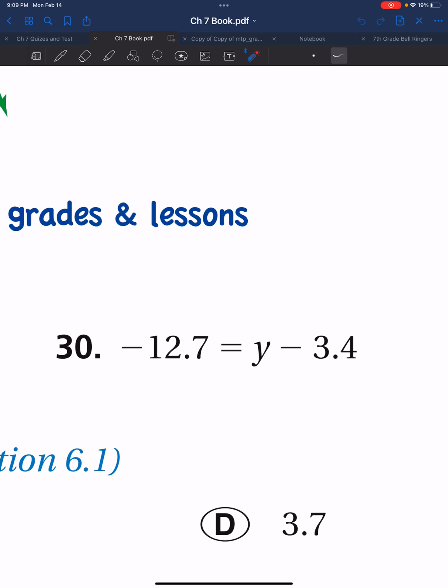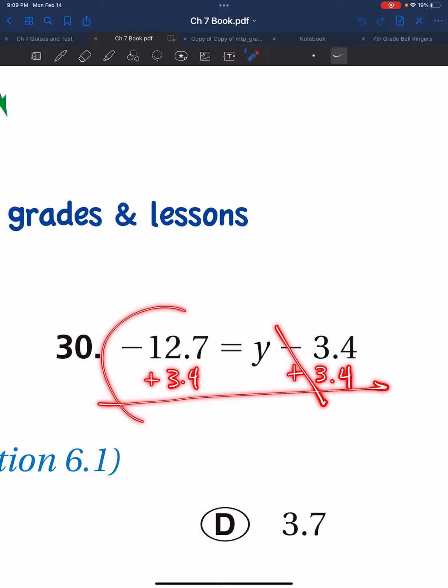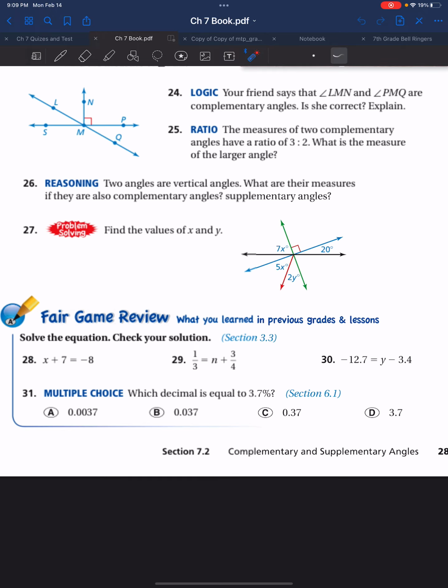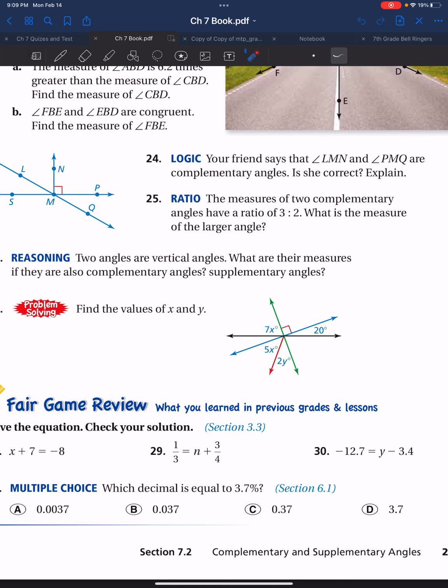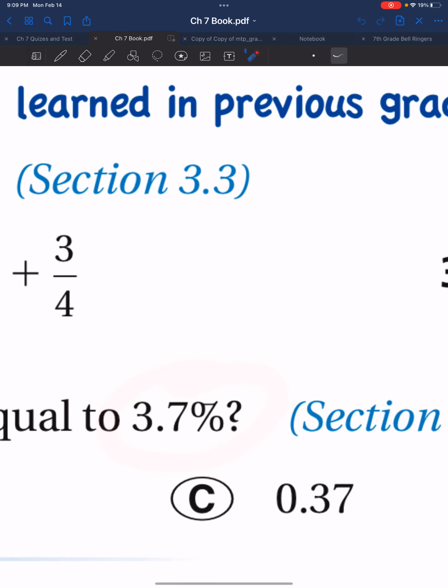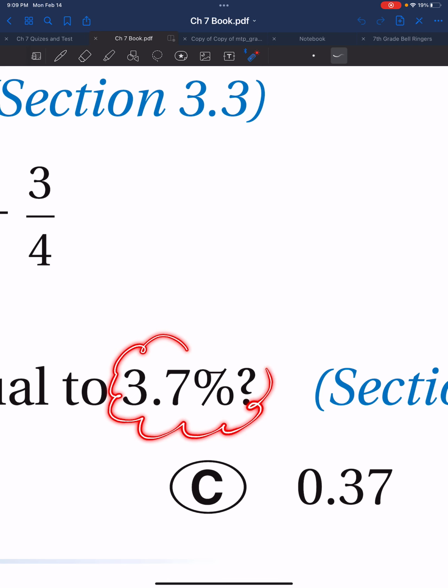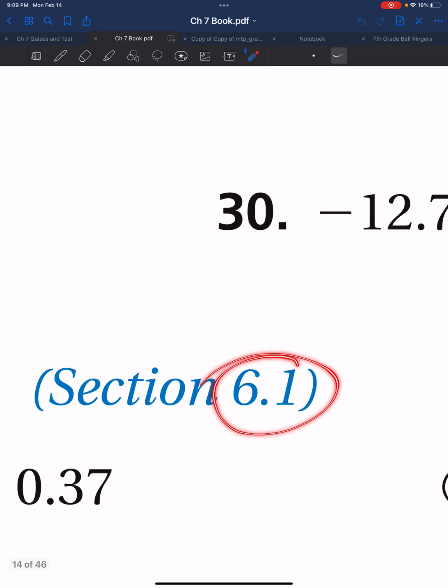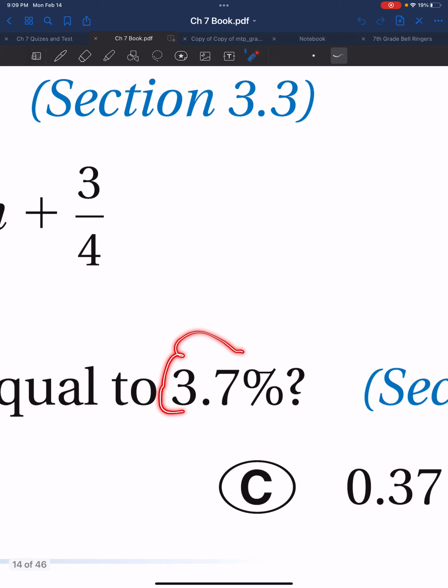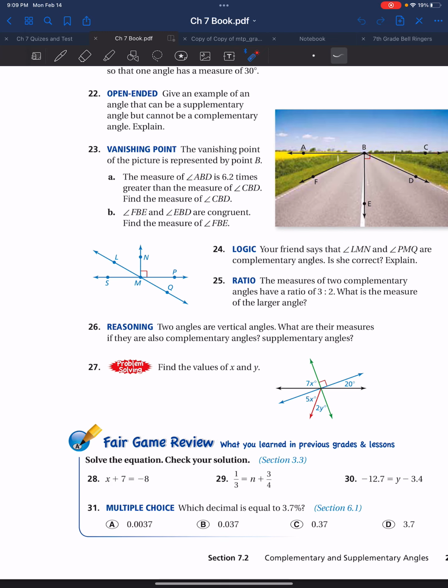Number 30. I got to get y by itself. It's being subtracted by 3.4, so the opposite would be to add 3.4. Ooh, signs are different over here, so we need to subtract them and take the sign of the bigger number. And number 31. Which decimal is equal to this percent? Oh, you guys can do this. We just finished this section. Section 6.1. That was the last chapter. You can do this easily. Turn this percent into a decimal. All right, guys, see you soon.